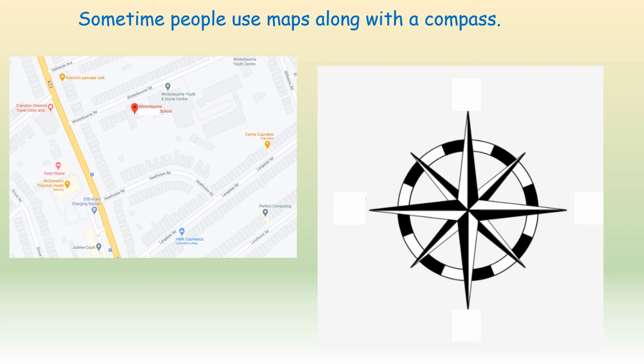Now, some people use maps along with a compass. Do you know what a compass is? A compass helps you know which direction you are going. So on the right hand side of your screen you will see a picture, and that is a picture of a compass. Do you know the directions that are on a compass?